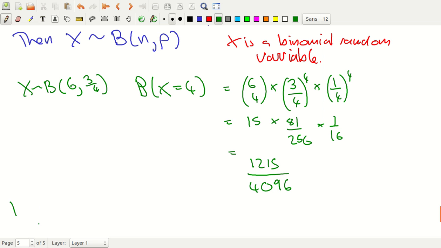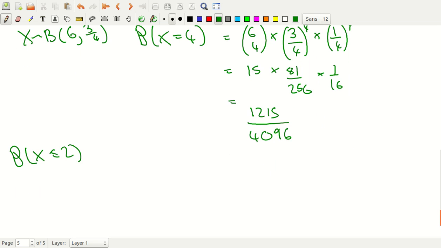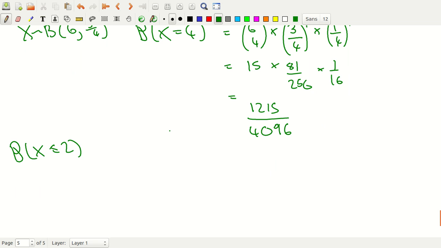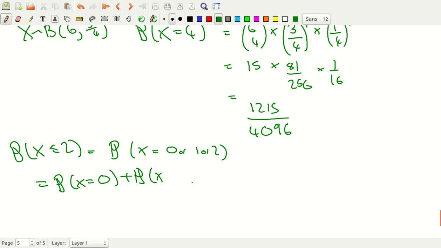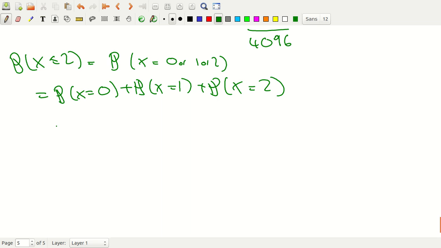The next question asks for the probability that capital X is less than or equal to 2. So this is something from the cumulative distribution, and what it means is the probability that X is 0 or 1 or 2. Now those events don't overlap, they're mutually exclusive, so we can write that as the probability that X is 0 plus the probability X equals 1 plus the probability X equals 2. Okay, and now we can work out each of those using an argument like we did above.